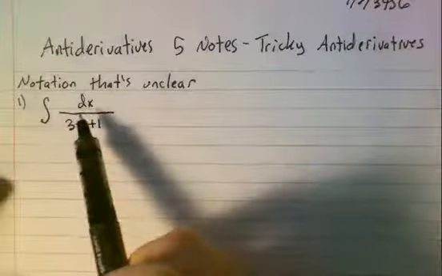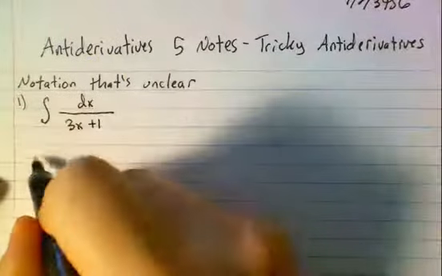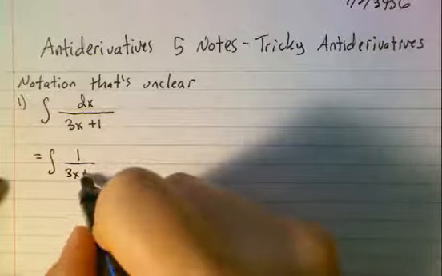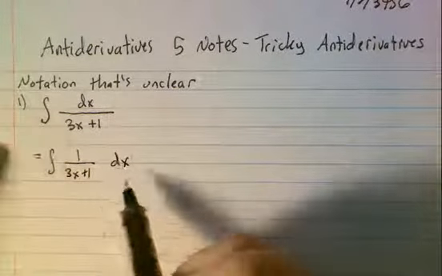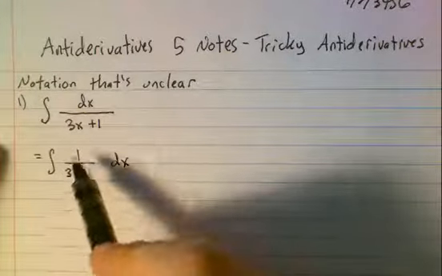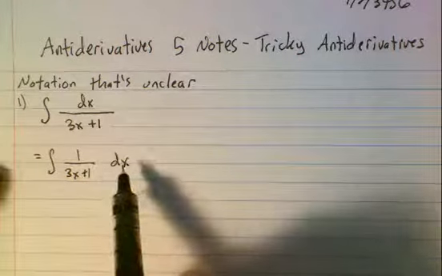Now all this is, is that this dx has been treated like a variable. And what this really means is it's the antiderivative of 1 over 3x plus 1 dx, as if we just multiplied across in the numerator and denominator as dx over 1 and merged them together. So if you ever see this pattern, this is all it means.